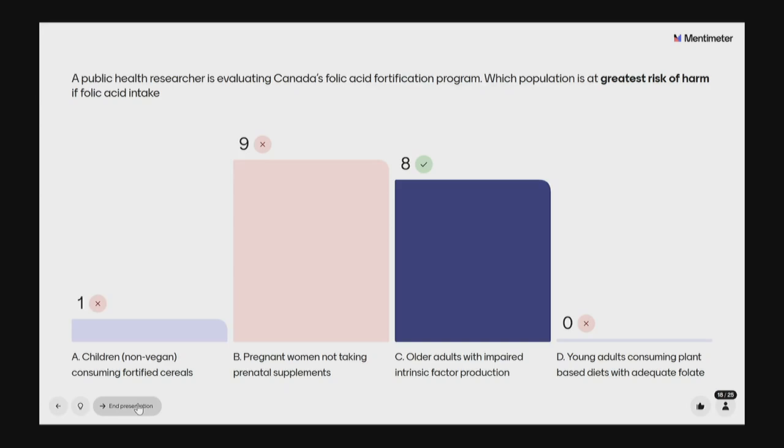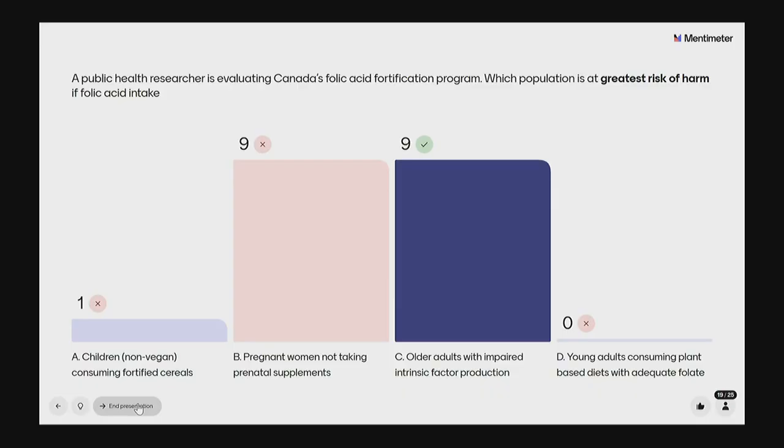However, in older adults, when the folic acid intake is high and they have impaired intrinsic factor production, then they're at a higher risk of vitamin B12 deficiency being masked, right? And so they're at a higher risk of neurological damage, the tingling and the balance issues that we talked about, because they're consuming so much folic acid, and their intrinsic factor, which is important for absorption of vitamin B12, is impaired, right?